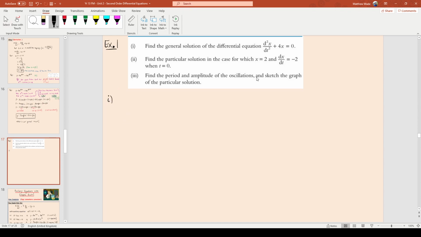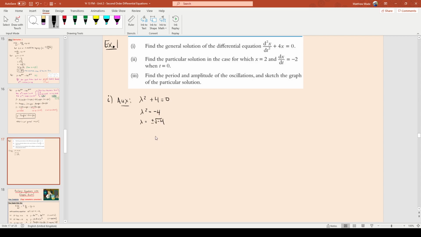It says: find the general solution of that differential equation. Well, my buddies, you're going to be absolutely beast at this. How do you do it? Well, the auxiliary equation for sure. This is just lambda squared plus 4 equals 0. So in other words, lambda squared equals negative 4, which means lambda equals plus or minus the square root of negative 4.